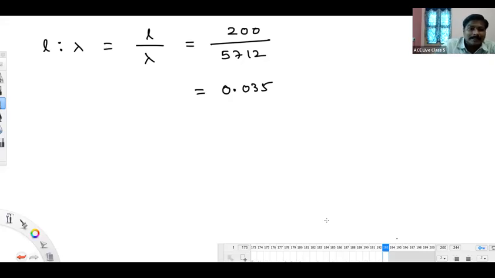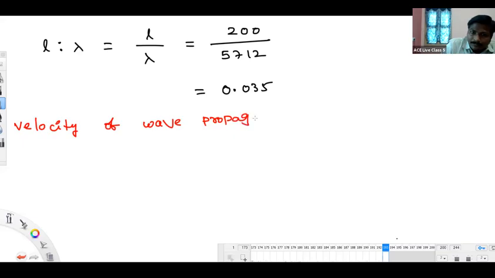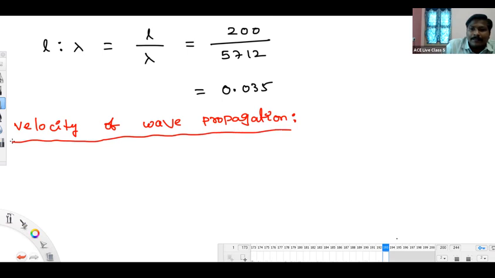Okay, so let's continue now. The next topic in this study that we are going to discuss is the velocity of wave propagation. With how much velocity is the sinusoidal wave going to propagate in the transmission line? The main aim of this is to know how much time the wave is going to take to reach the end of the transmission line.